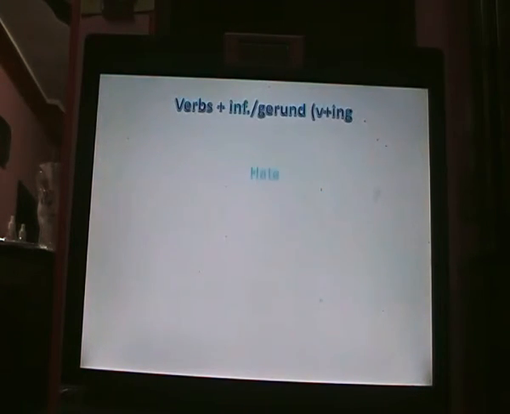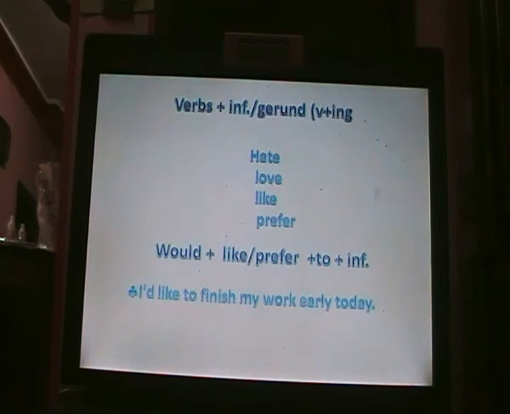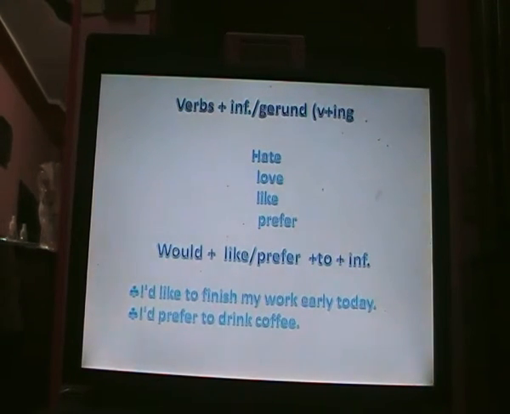Okay, next, verbs followed by infinitive or gerund with no difference: hate, love, like, prefer. But if there is would before like or prefer, I take to plus infinitive. For example, "I'd like to finish my work early today." So I would, then to infinitive, to finish. Another example, "I'd prefer to drink coffee." Would prefer, then to plus infinitive.